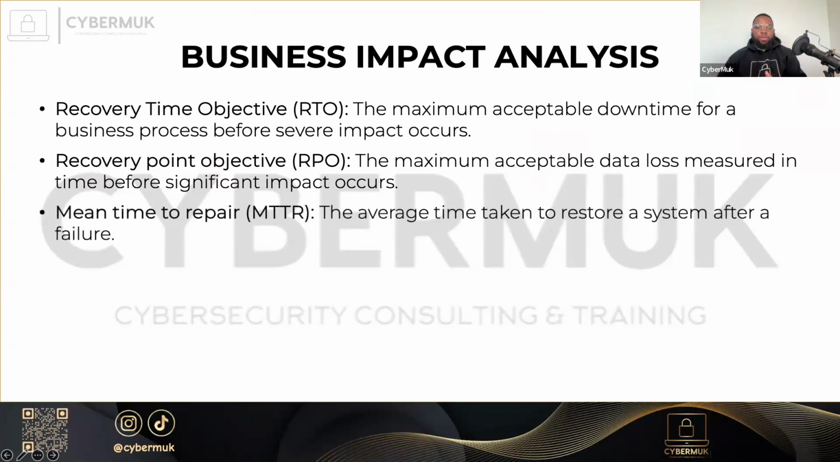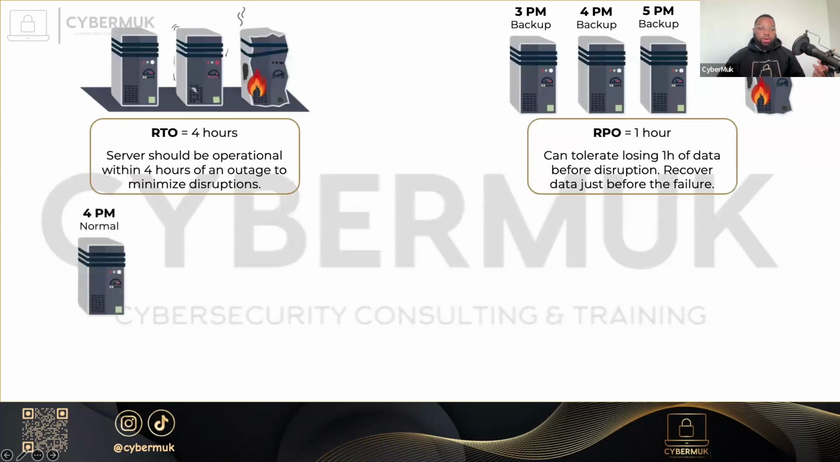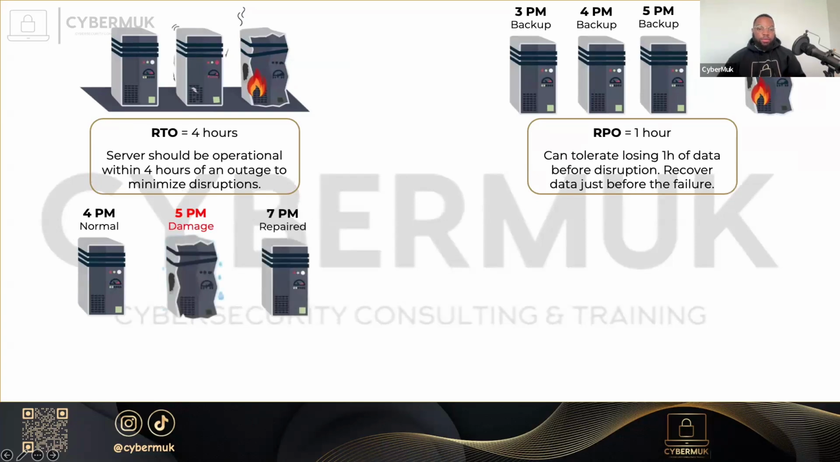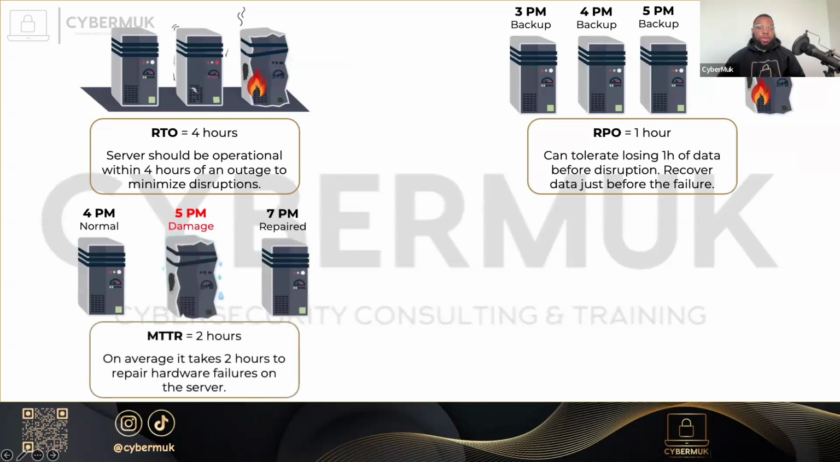The mean time to repair. Mean time to repair is the average time taken to restore a system after a failure. So the system failed, how much time does it take to repair the system? 4 p.m. it was working normally. 5 p.m. there was a damage. 7 p.m. it was repaired. This means the mean time to repair, if it constantly happens this way, will be 2 hours. So on average, it takes 2 hours to repair failures on the server.